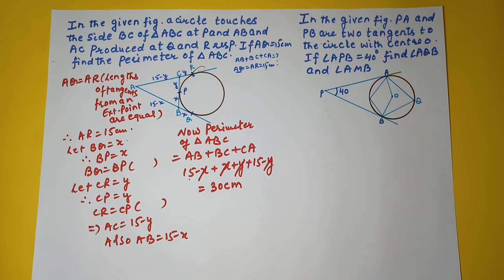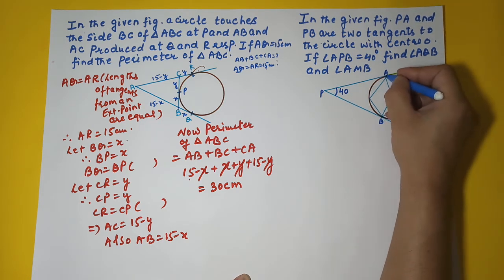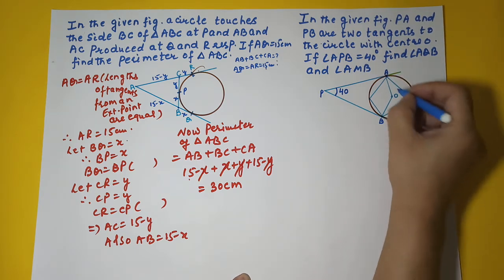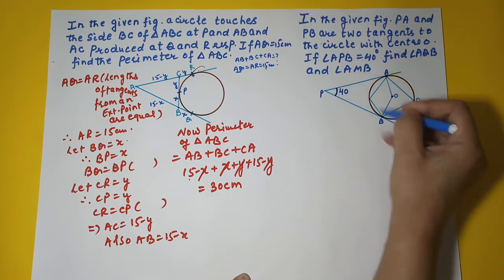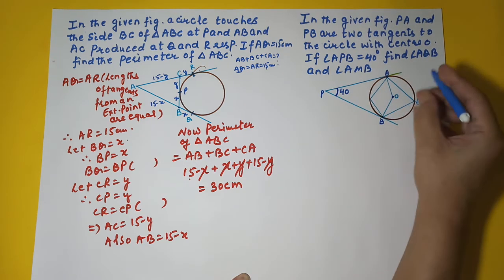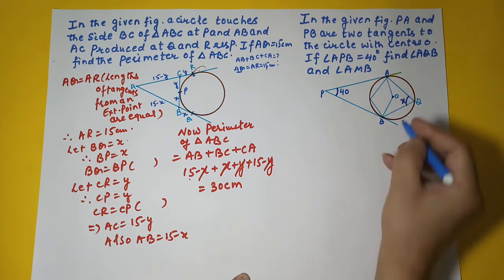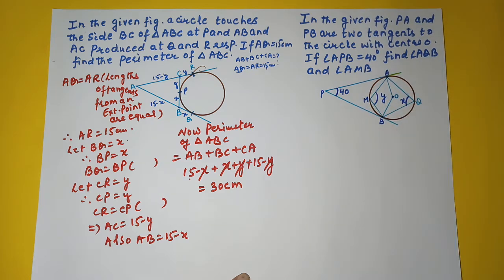Now, next question. In the next question, we are given a figure in which PA and PB are two tangents where B and A are the points of contact of those two tangents, right? So this circle is having the center O and he has given us angle APB as 40 degrees. He wants us to calculate angle AQB, that is this angle. Let's name this angle as X, and angle AMB. So this is M. Angle AMB, let this angle be Y.